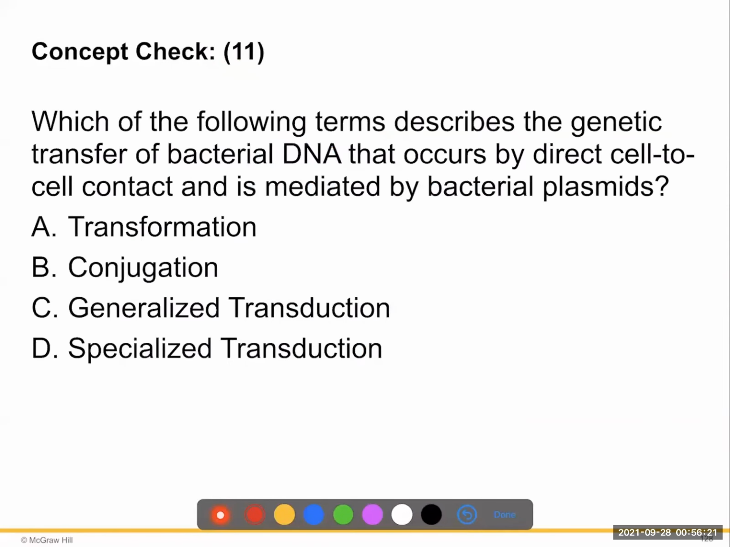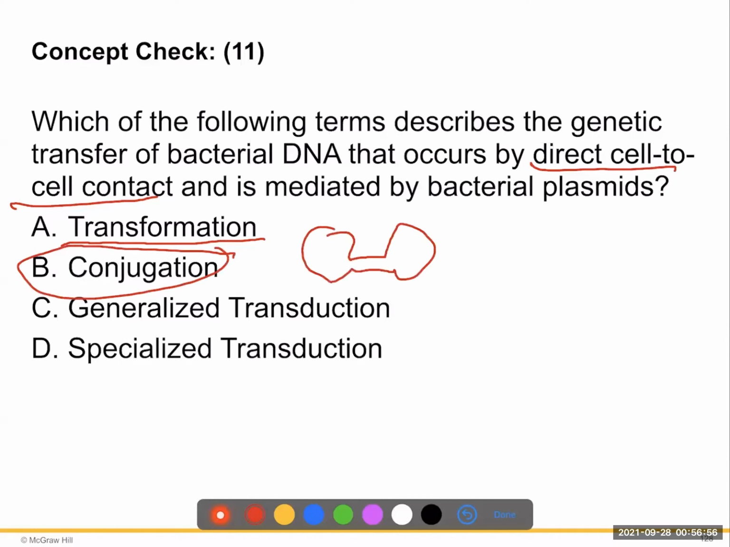Which of the following terms describes the genetic transfer of bacterial DNA that occurs by direct cell-to-cell contact and is mediated by a bacterial plasmid? Which one was direct contact? Transformation, transduction, or conjugation? The three different ways. Transformation is when DNA is brought in. Conjugation is when they both conjugate. They put them together and they transfer it. That's conjugation. So it should be B.